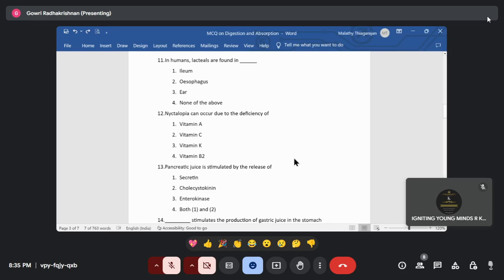Now the 12th one. Nyctalopia can occur due to the deficiency of, any guess? Vitamin C we saw, that is scurvy.